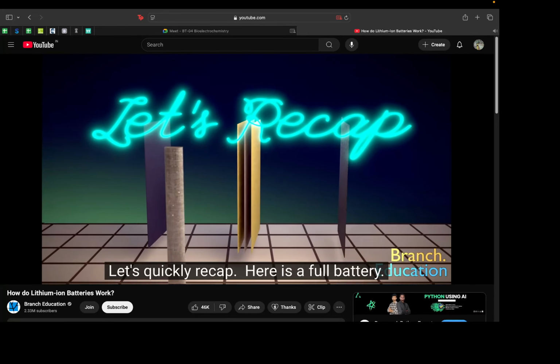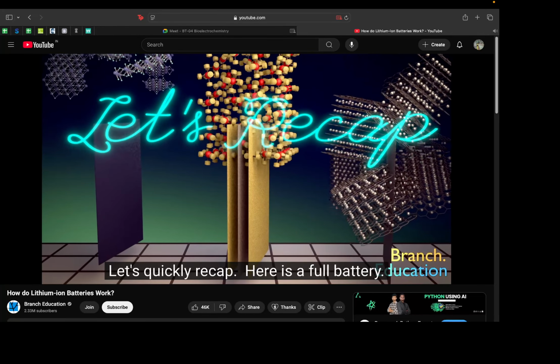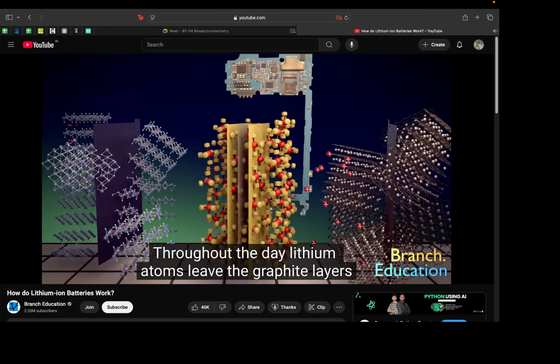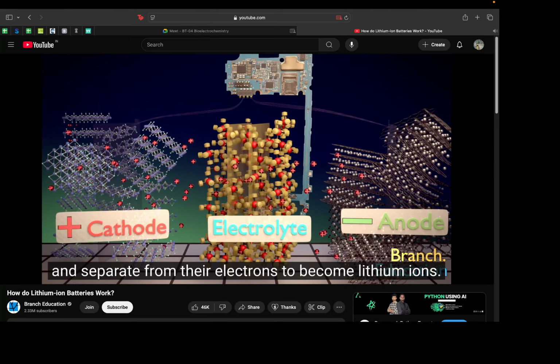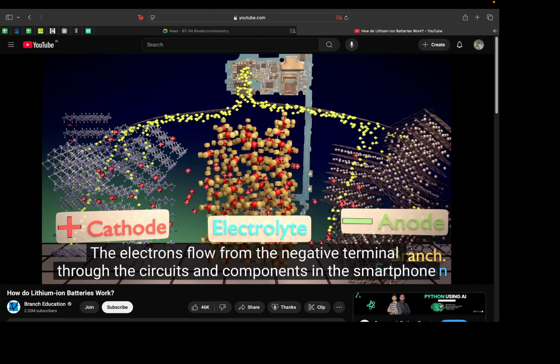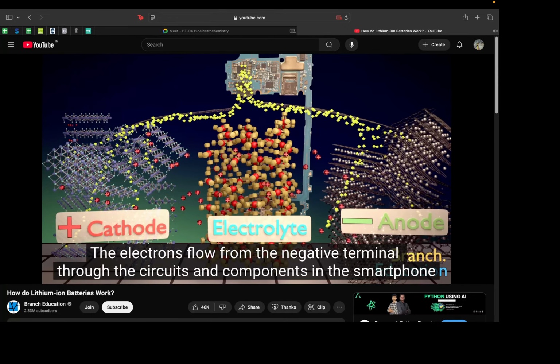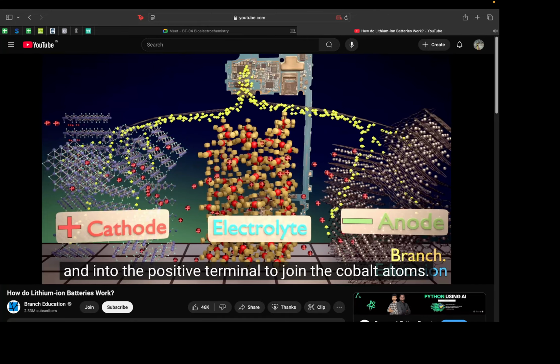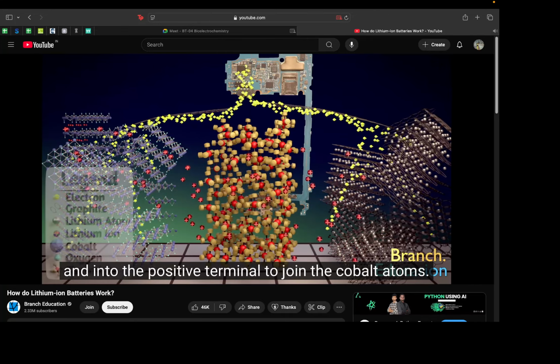Let's quickly recap. Here is a full battery. Throughout the day, lithium atoms leave the graphite layers and separate from their electrons to become lithium ions. The electrons flow from the negative terminal through the circuits and components in the smartphone and into the positive terminal to join the cobalt atoms.